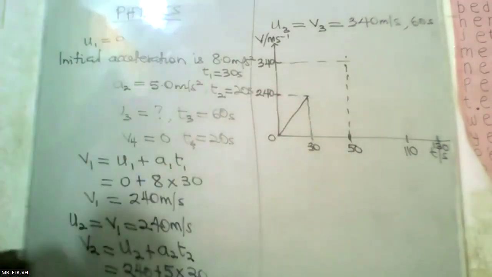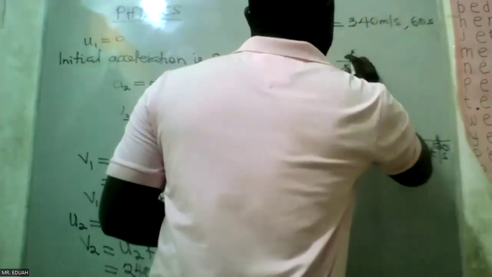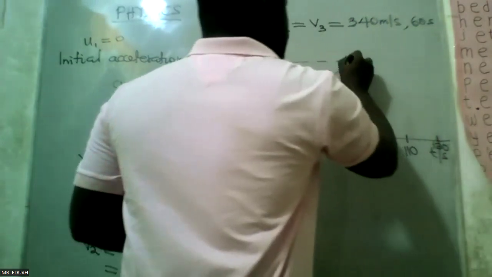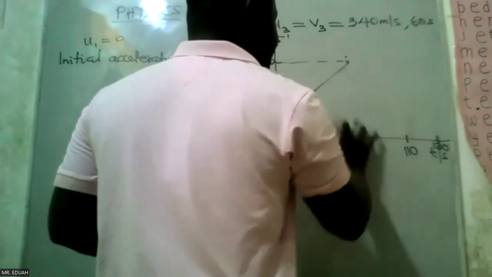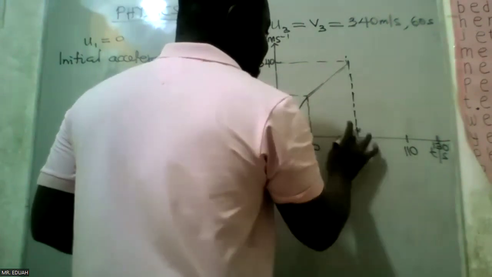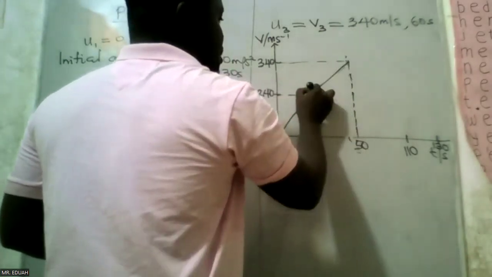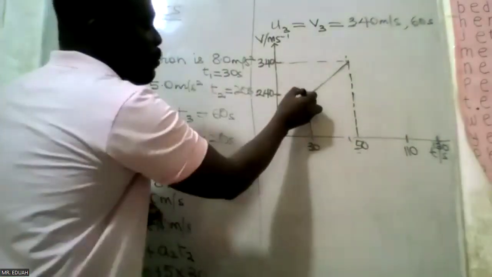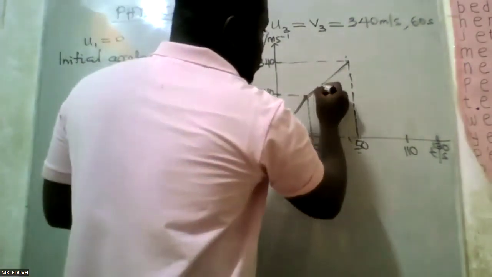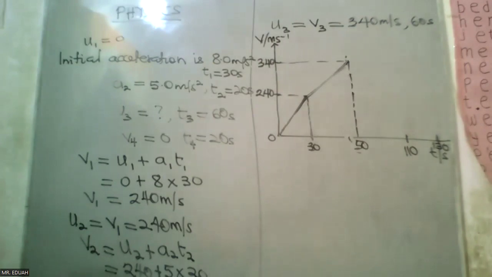On a graph, when acceleration is reduced, it is shown by a drop in the slope. So the second part of the motion must have a lesser slope, 50. So the slope of this first part is greater than the slope of the second part, denoting a drop in the acceleration.